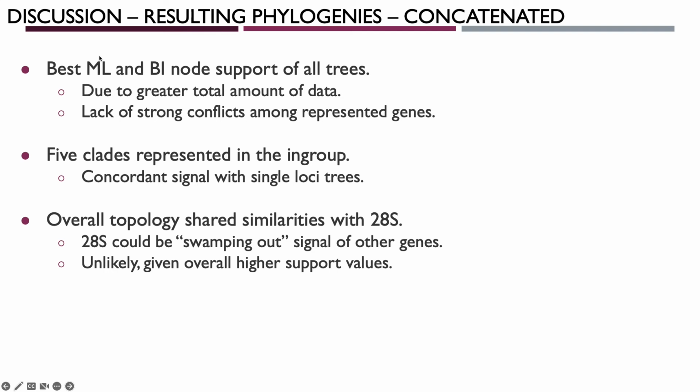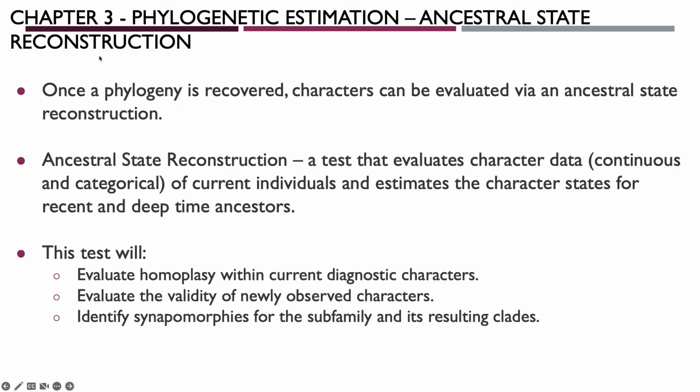But you might be bringing up, well, Gwen, this looks pretty similar to the 28S. Could it be that 28S is a huge gene and might be swamping out data? And that's true. That is a fear that we could be having. 28S is on average about 3,500 base pairs. That's a lot of data, but it's unlikely given the overall higher support values seen within the node support. So what do we do now?